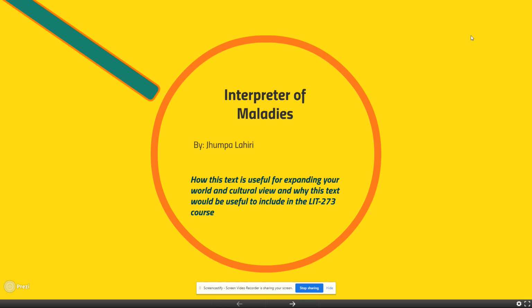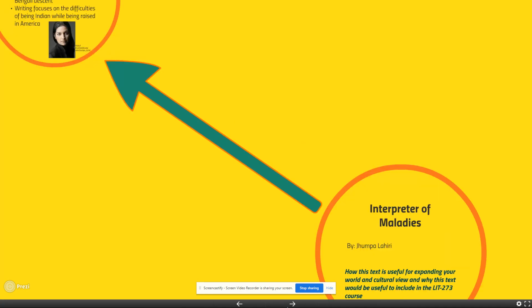The story I chose to do this presentation about is called Interpreter of Maladies by Jhumpa Lahiri. I hope I'm saying that right. It's going to cover how this text is useful for expanding your world and cultural view and why this text would be useful to include in the Lit 273 course syllabus.